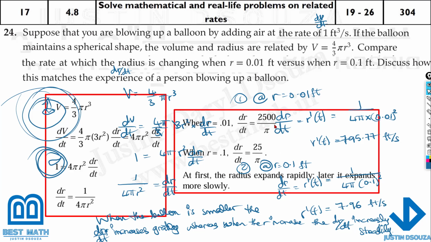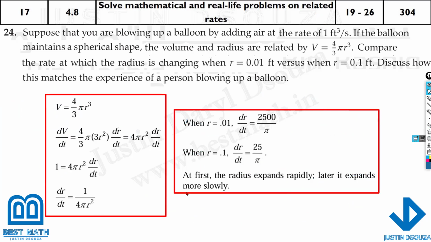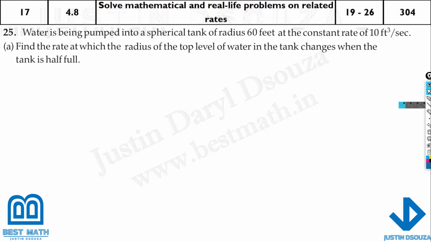Over here they have written in terms of pi. That's absolutely fine. But it's better to write it in terms of decimal so you'll understand what are the values exactly, and then you can tell it. See, at first radius expands rapidly, later it expands more slowly. Absolutely, that's the same thing, what I told.